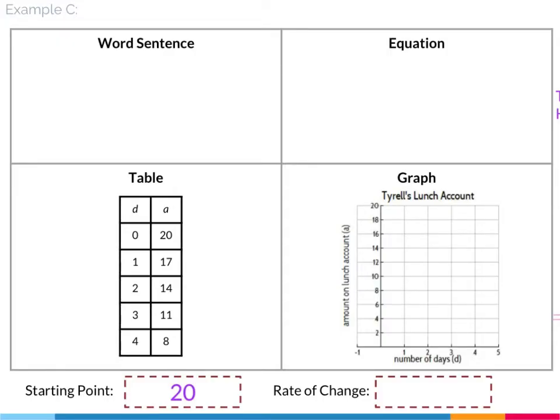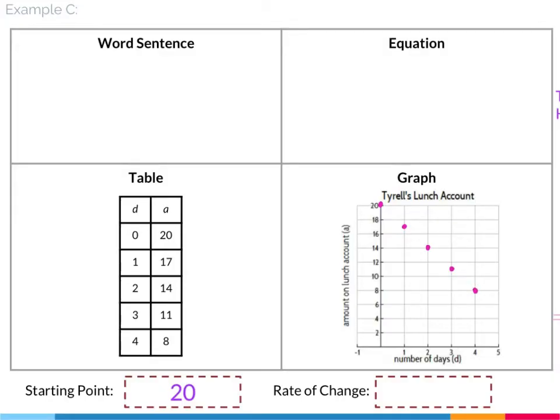So let's start by plotting the points on our graph and see if then we can figure out what our rate of change is. So if we're starting at 0, 20, I'm going to put a point at 0, 20. 1, 17 is the next point, and I don't have 17 on my graph, but I know that's going to be between 16 and 18, so I can put a point there. Then I've got 2, 14, that one is on my graph. 3, 11, again, that's going to be between the 10 and the 12. And then 4, 8, that one is on my graph.